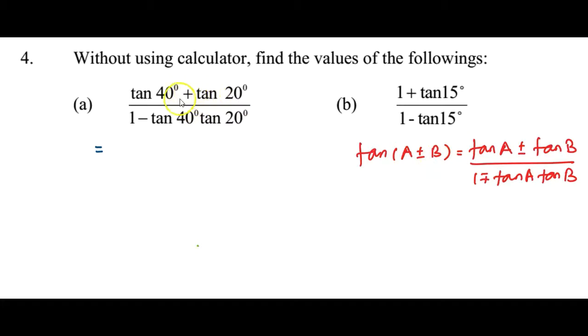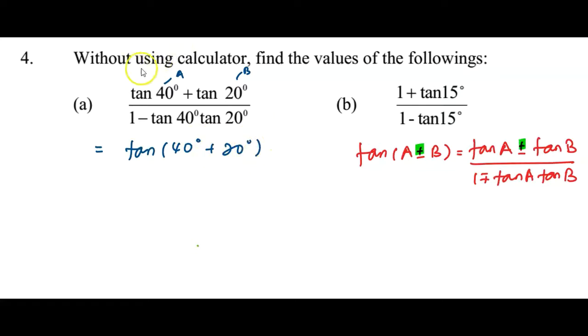Yeah? Follow the sign of this one. If this is positive, then this should be positive. So I can rewrite this in this form, which is tangent A plus B, where your A is replaced by the 40 and the B is 20 degrees. So here will be 40 plus 20.